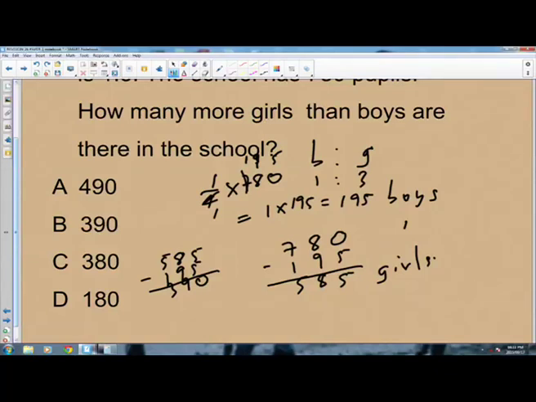So we need to check our alternatives. Do we have 390 among the alternatives? A is 490, C is 380, D is 180, B is 390. And this is the correct answer to this question. We will circle B to indicate that we have worked out this question.